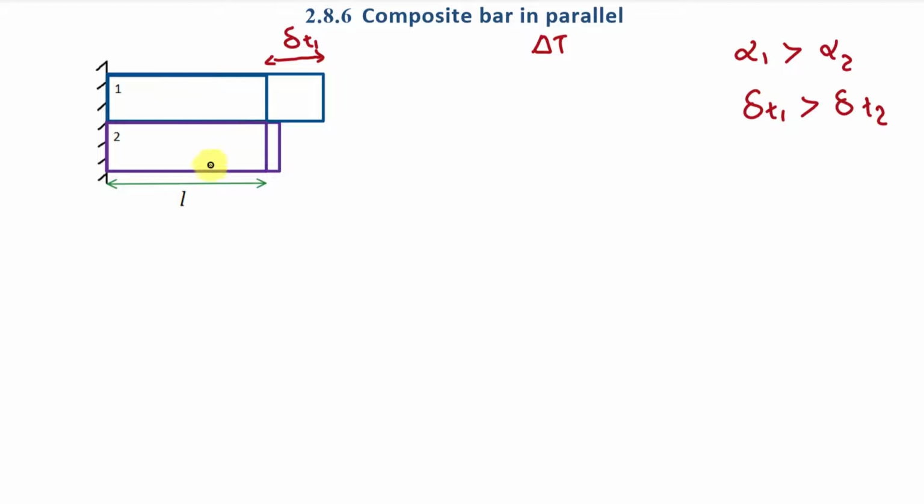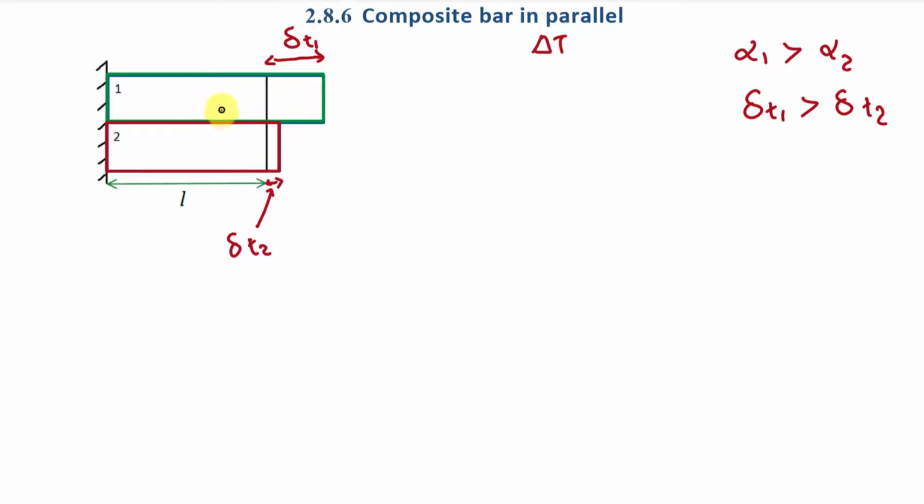Here the deformation in body 2 due to the increase in temperature delta T should be less than delta T1, right? So here this deformation is delta T2. Now here this is the deformation in the body due to the increase in temperature delta T. It is different because we assumed that at this time these both bodies are not connected to each other.